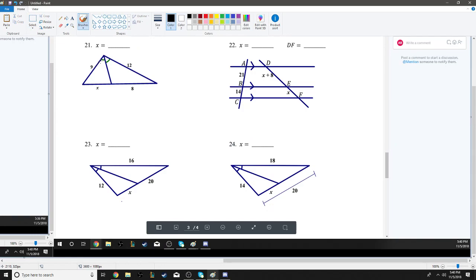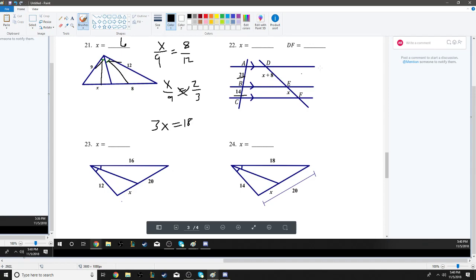So I always use the reference angles here. I do opposite over adjacent equals opposite over adjacent. So the opposite was x over 9 is equal to 8 over 12. So that's x over 9 is equal to 2 over 3 if you reduce the fraction. Cross multiply, 3x is equal to 18, or x is equal to 6.